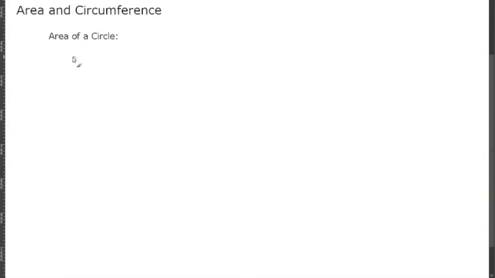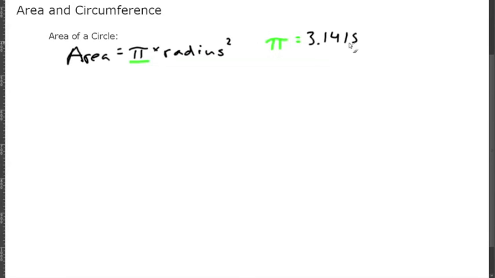The area of a circle is equal to pi times the radius squared. We learned about exponents in our last video, but what exactly is this pi? Pi is a symbol that represents a number. Pi is equal to 3.141592, and so on. So usually we truncate this or shorten it, and we just look at the very first bit, the 3.14.